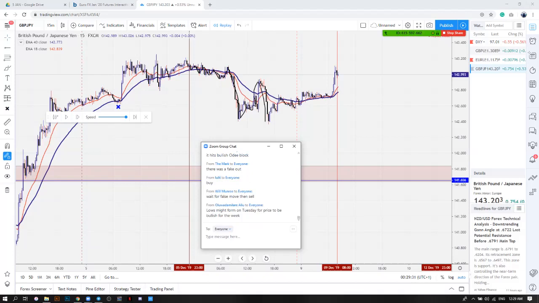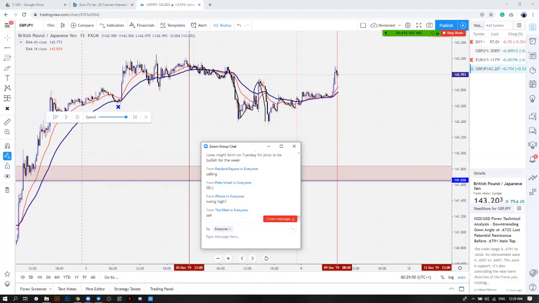Okay, there was a fake out, okay? So, are you buying or selling? Louis says buy. Will says wait for the false move, then sell. Lows form on Tuesday for price to be bullish. Okay, let's see what people are saying.